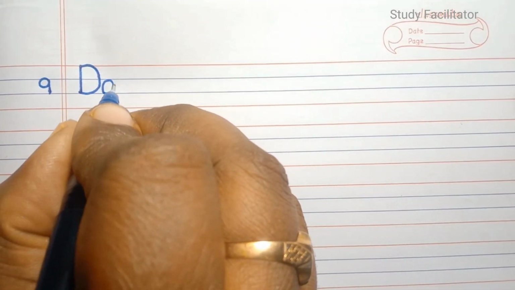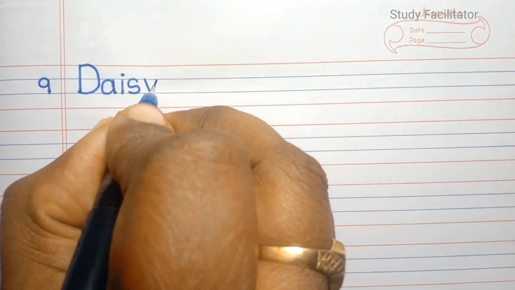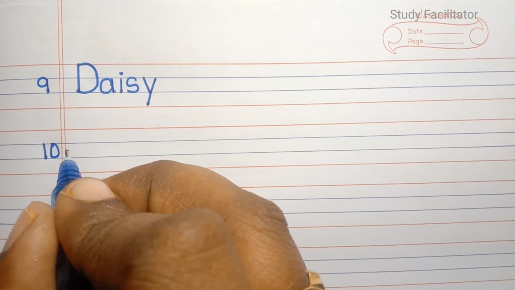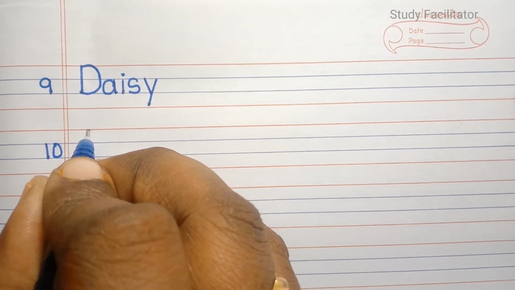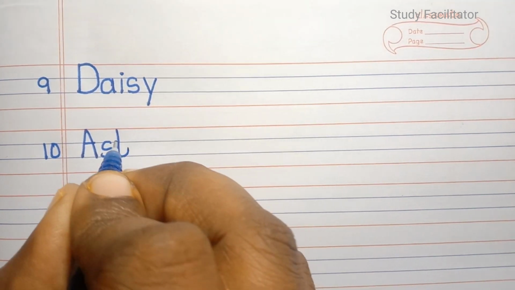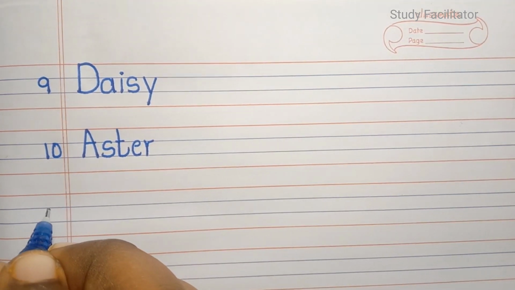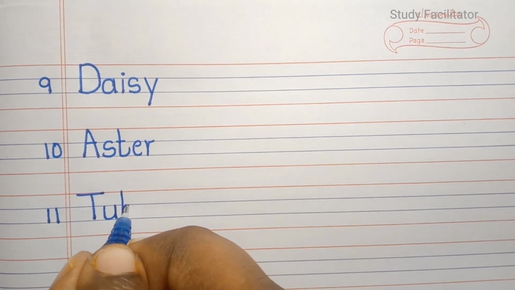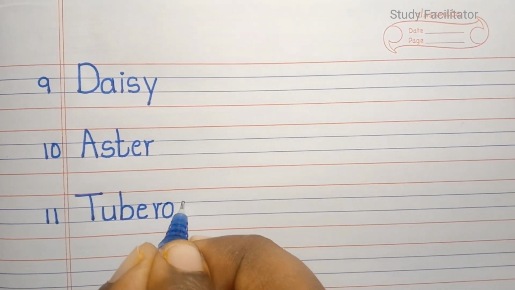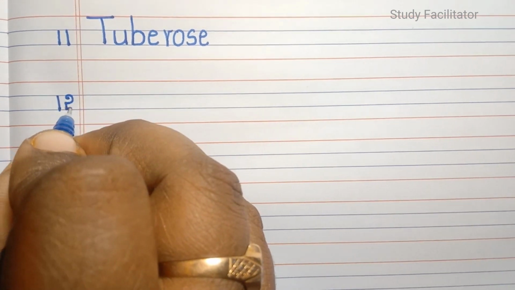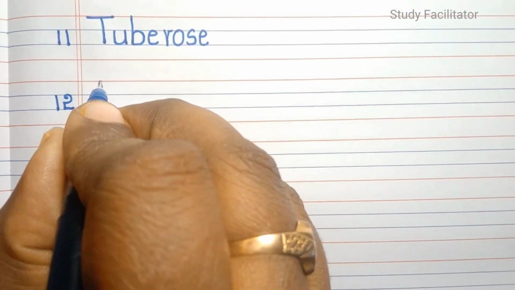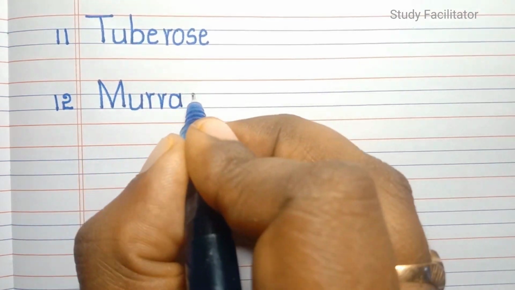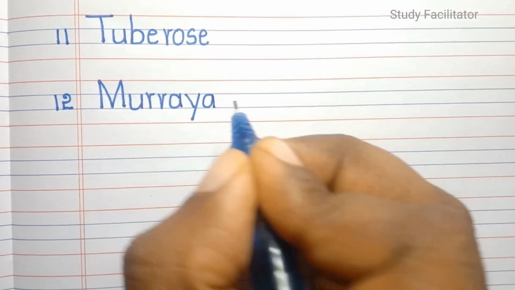Daisy. D-A-I-S-Y. Daisy. Aster. A-S-T-E-R. Aster. Tuberose. T-U-B-E-R-O-S-E. Tuberose. Muraya. M-U-R-R-A-Y-A. Muraya.